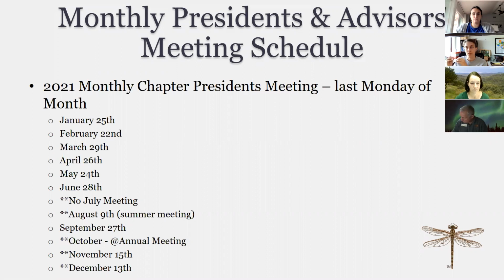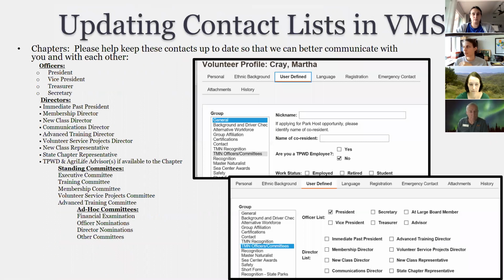October will be held, the October President's meeting will be held at the annual meeting, and we'll talk about that in a little bit. And then November, December, we moved up a week in order to account for the end of the month holidays for both of those months. I hope that makes sense, though it may be clear as mud for y'all, but that's where we're at with the chapter presidents meetings. And then Michelle, you want to talk about updating the contact lists?